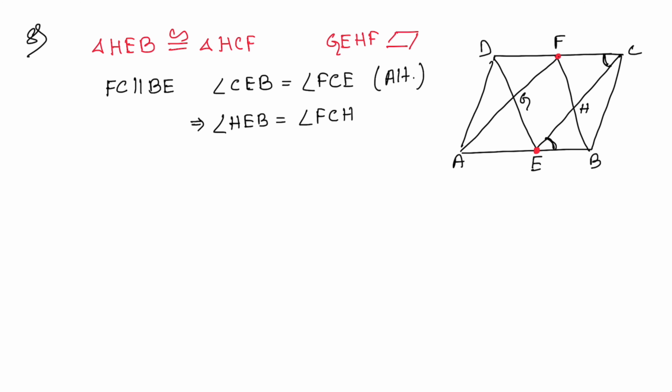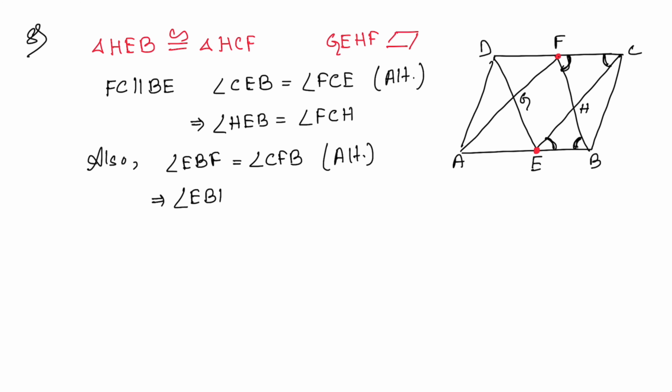Okay, because both are the same angle. Now next one, also angle EBF is equal to angle CFB. Okay, EBF, that means this angle, and CFB, that means this one. It's also alternate angles. So you can write down this one with another name, that is EBH equal to CFH. Clear? Suppose this one is equation 1, this one is equation 2.